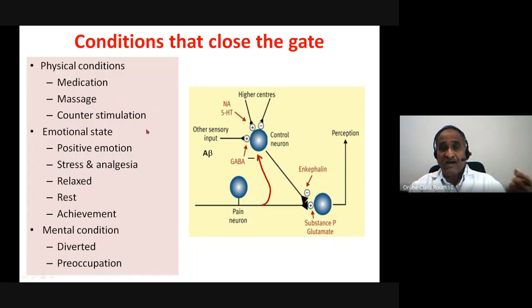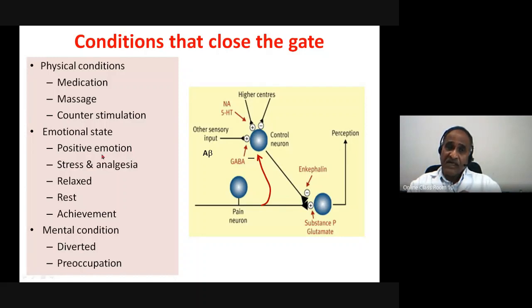Counter stimulation is the application of counter irritants. They either desensitize at the local level or stimulate the beta cells here in the gate, that would stimulate these substantia gelatinosa cells, and that would close the gate. Emotional states: these are positive emotions.